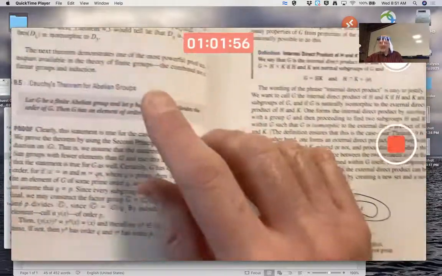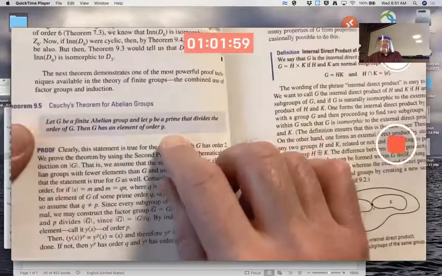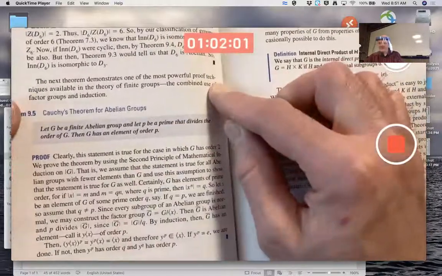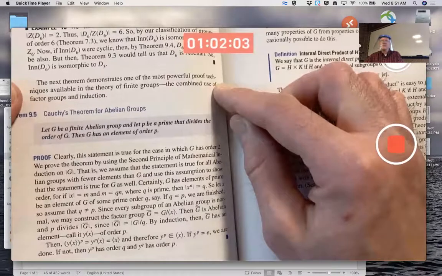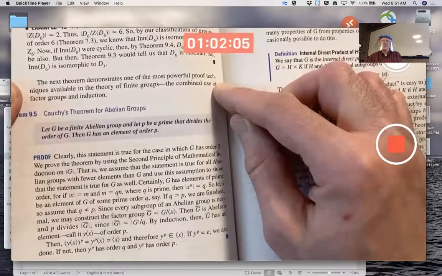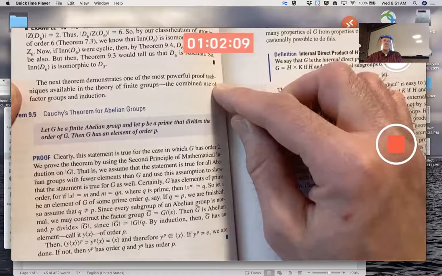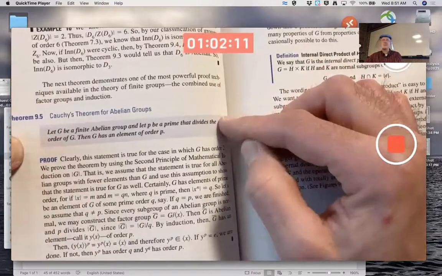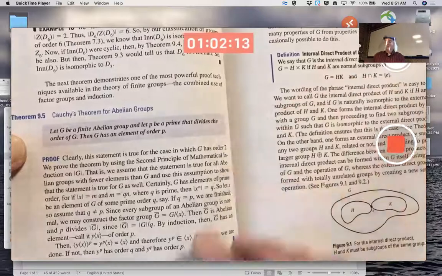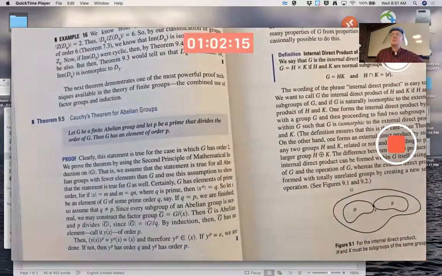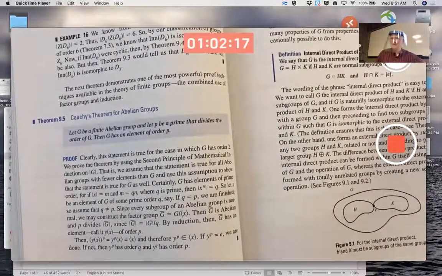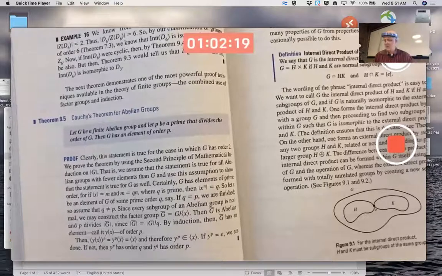Let me just end in 10 seconds to say that this paragraph emphasizes the importance of factor groups. You can prove things about the original group, often by using induction, when you use factor groups. This is one example, Cauchy's theorem for abelian groups. Somebody asked, does Cauchy's theorem relate to Cauchy sequences? The answer is no. Cauchy did lots of things.